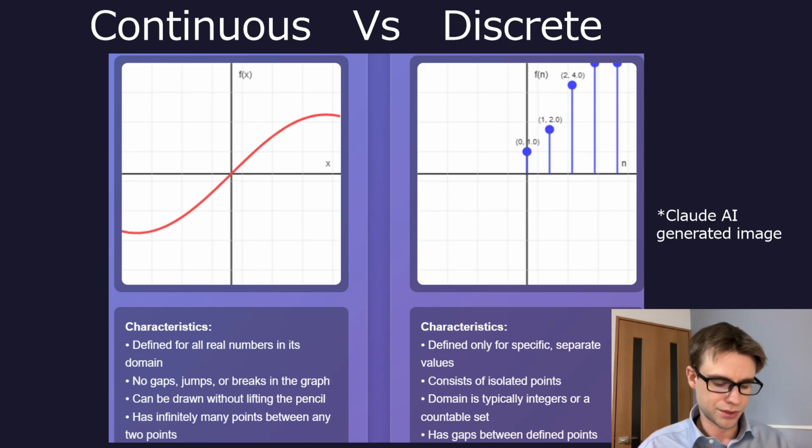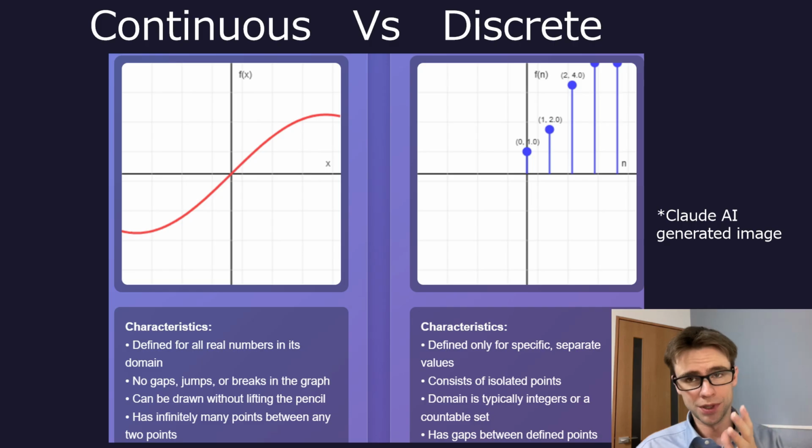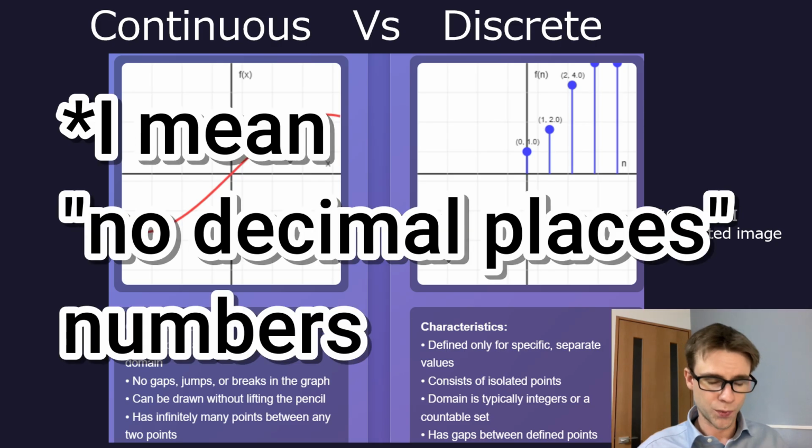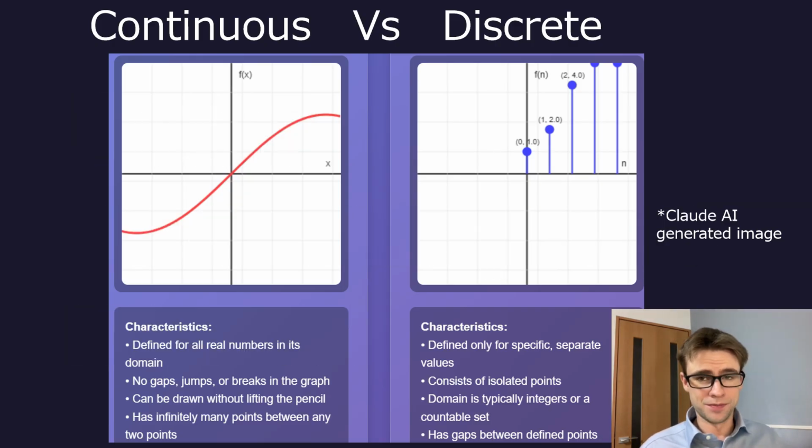On the other hand, discrete functions. These are defined only for specific separate values. They consist of isolated points. There are gaps. The domain is typically integers or a countable set. So things like 1, 2, 3, 4, and not 1.25 or 2.666. Often they'll just be the integers, the regular one-digit numbers. Doesn't have to be, though. If there's any gaps at all, it's still discrete. So it has gaps between these defined points.